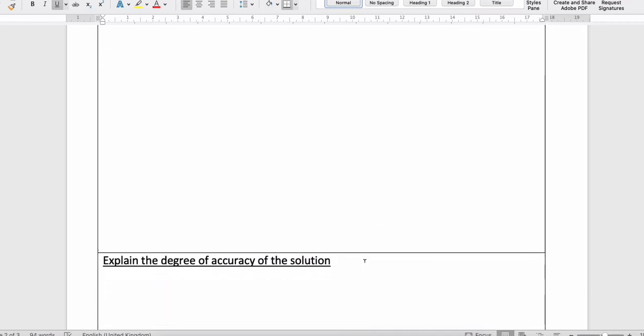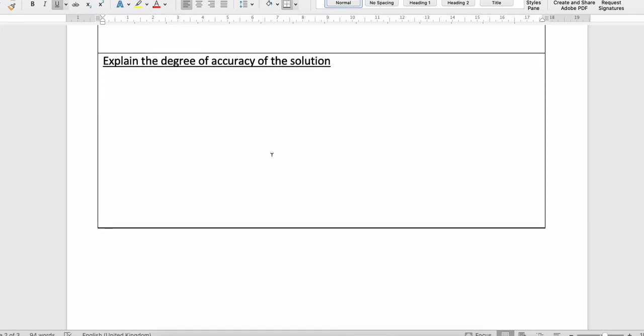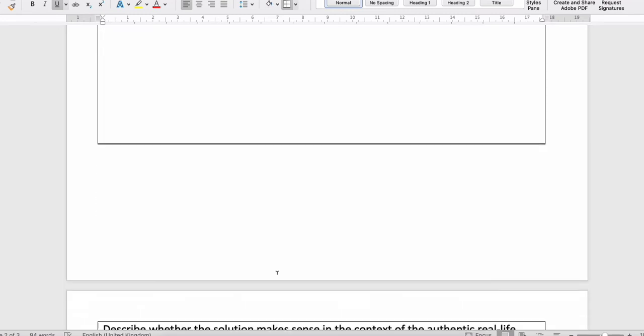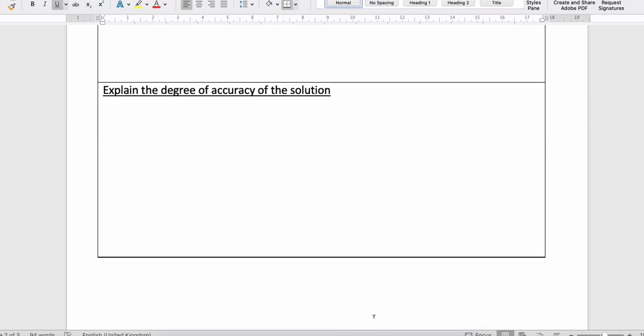The next two important things in Criterion D is to make some comments on the degree of accuracy of your solution. And the second one is comments on whether the solution makes sense in the real life situation, what could influence your results. So what is the difference between degree of accuracy and real life comments?